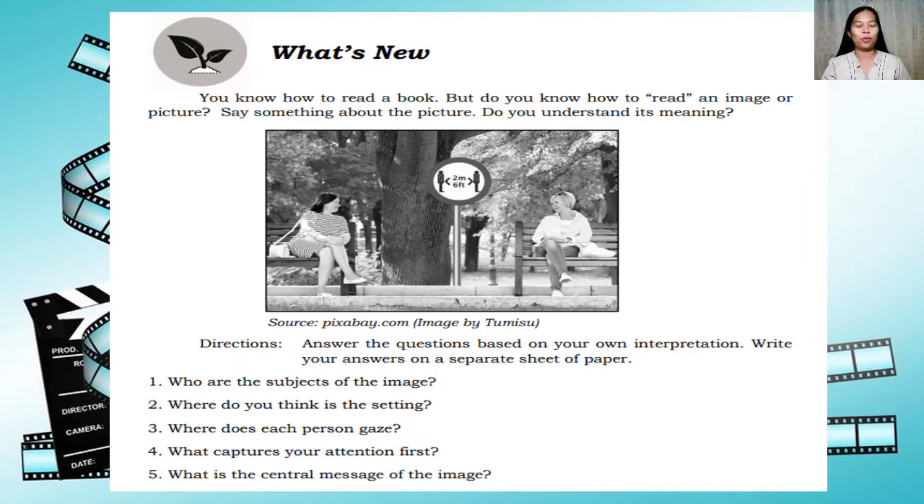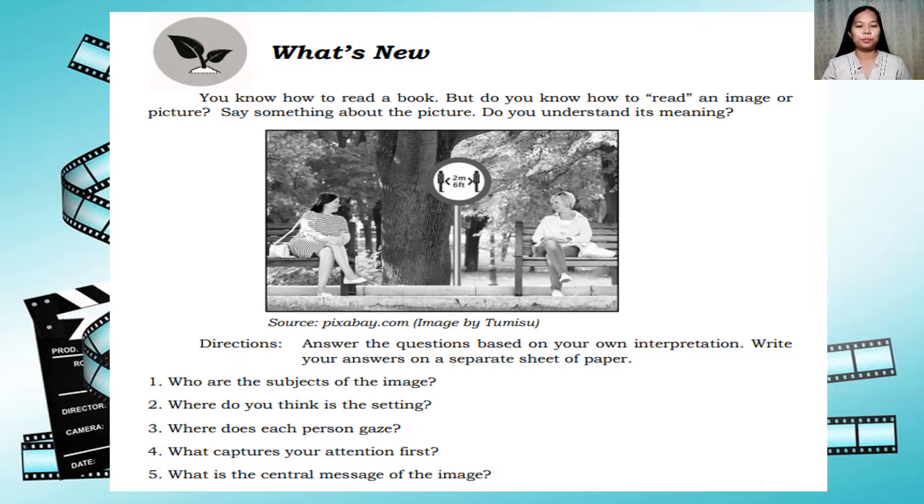Now, when we say subjects or subject, usually in photography, the subject is simply the object. It could be a person or an animal that is shown in the image, and usually it is the focus of the image.